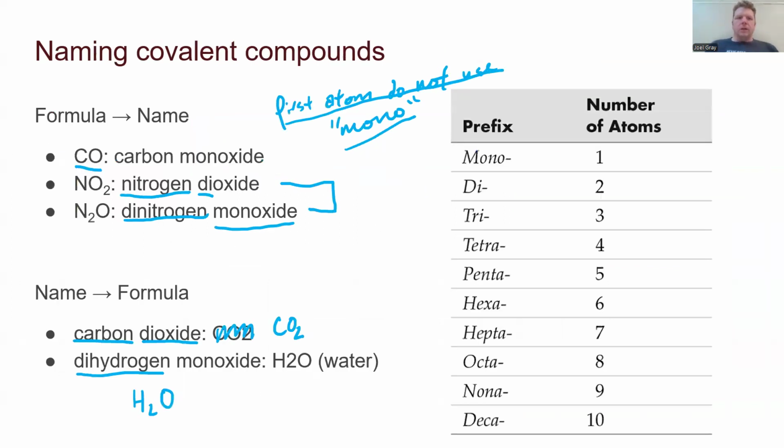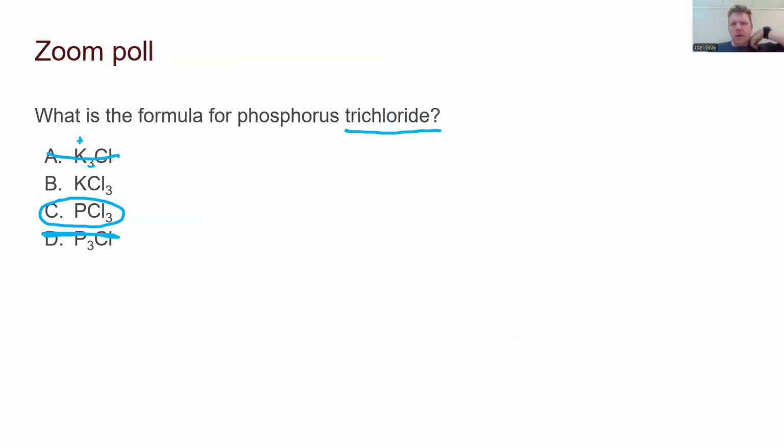And then last but not least, naming. What are the naming conventions? You're not going to identify the first atom with mono. The second atom, absolutely. The first atom, if there are three of them, yes, you will. We saw that with dinitrogen monoxide versus nitrogen dioxide.